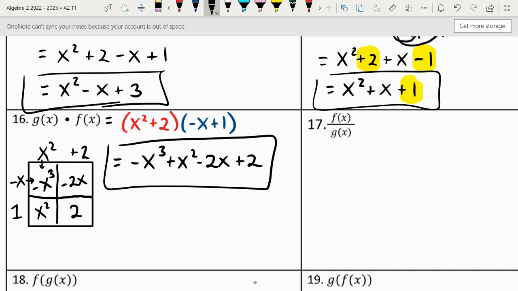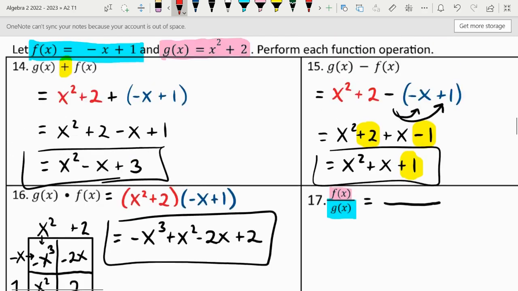The next one, I'll be honest, I don't know what's going to happen with this one, so we're just going to find out together. We're literally just going to take a fraction, and we're going to do what it says. It says on the top, put f of x. It says on the bottom, put g of x. So that's literally all we're going to do.